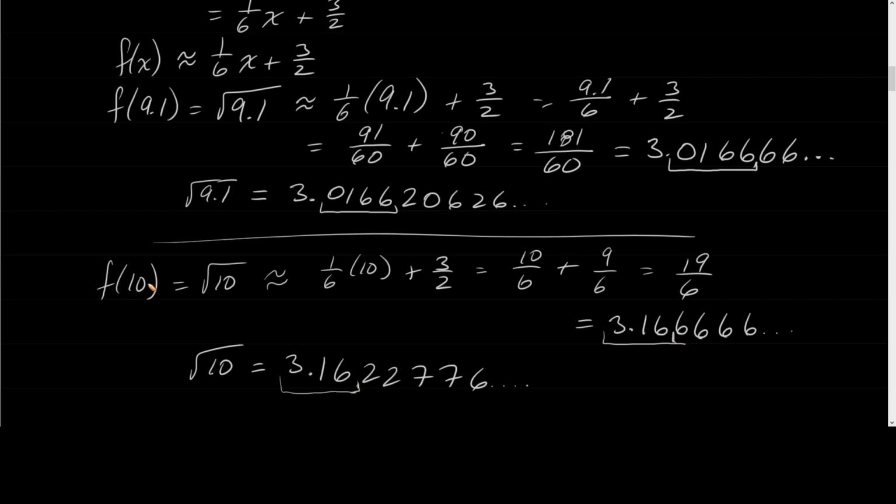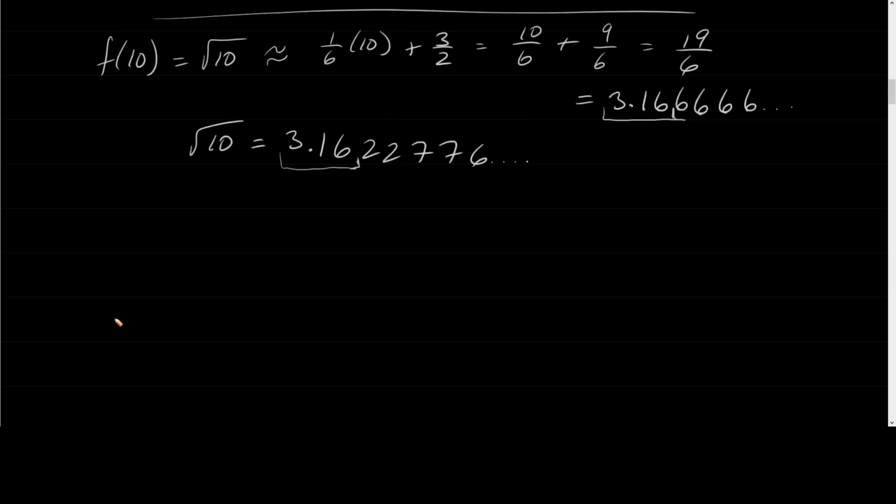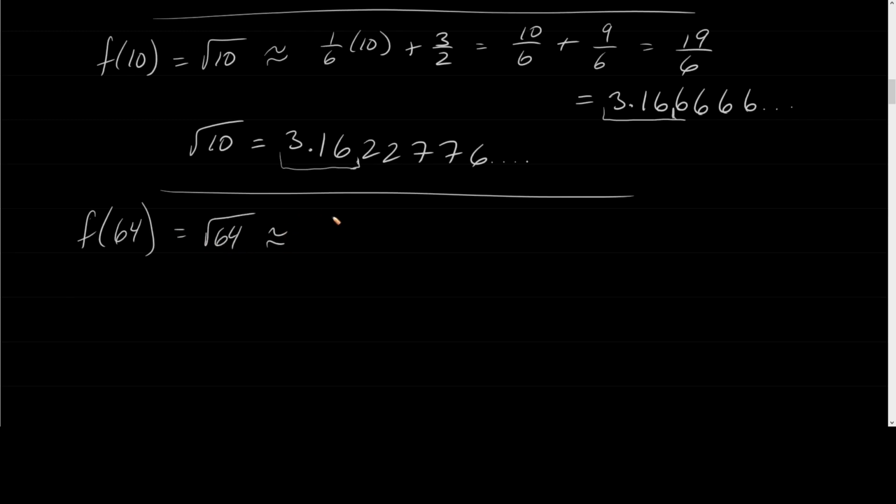But again, 10 is not that far from 9. Let's figure out what happens if you go really far from that. For example, let's see what happens if I try to use that approximation with 64. The square root of 64, according to our approximation, is 1/6 times 64 plus 3/2. This ends up becoming 64/6 plus 9/6, giving us 73/6.